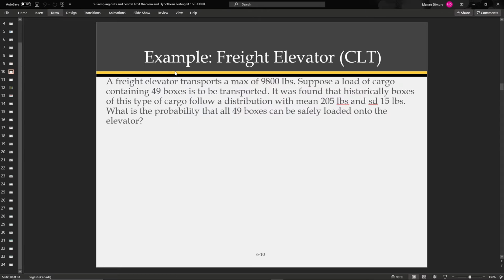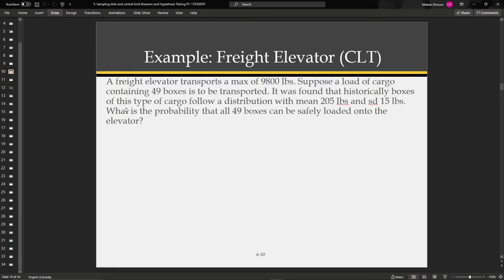So, a freight elevator transports a maximum of 9,800 pounds. Suppose a load of cargo containing 49 boxes is to be transported. It was found that historically, boxes of this type of cargo follow a distribution with a mean of 205 pounds and a standard deviation of 15 pounds. What is the probability that all 49 boxes can be safely loaded onto the elevator?